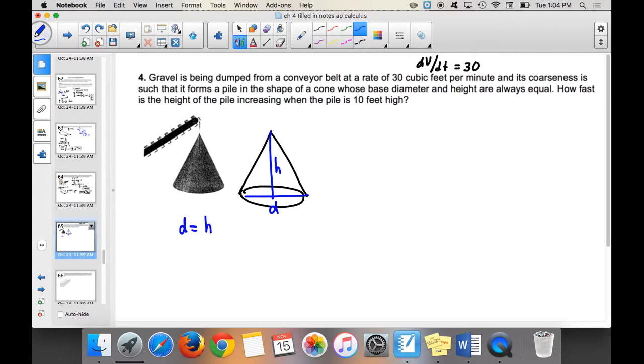So how fast is the height of the pile increasing when the pile is 10 feet high? Okay, so we're going to set up our volume equation. Do you guys all have the volume equations down? Nope, that is a sphere.